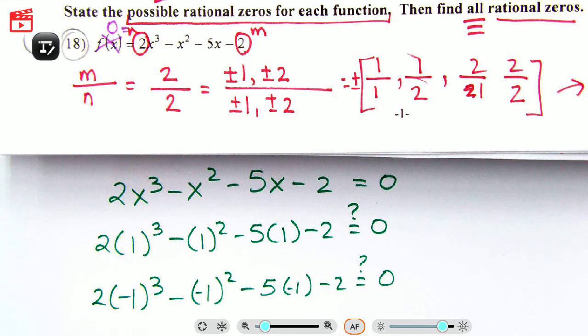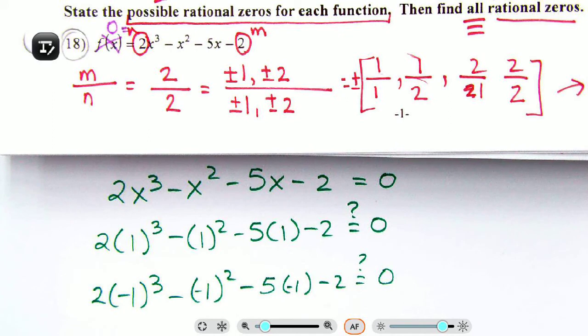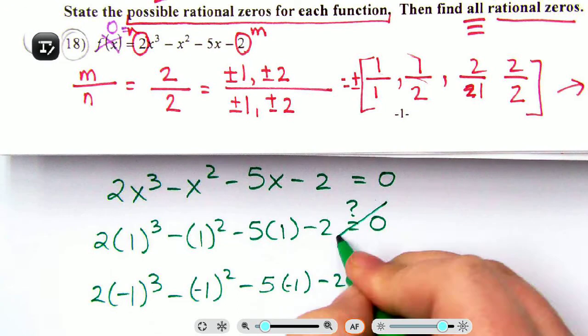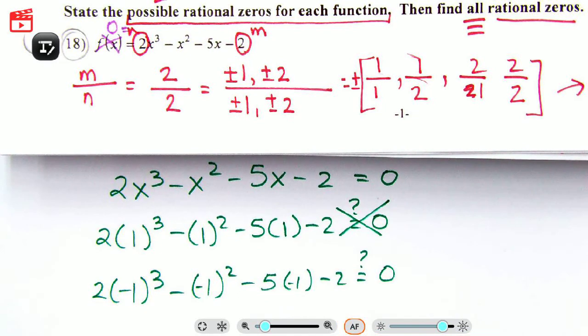So let's start with 1. Let's hope 1 or -1 does give us a 0, and then we can continue with synthetic division. So 2 times 1 is 2. 2 minus 1 is 1. 1 minus 5 is -4. -4 minus 2 is not 0. So it's not 1. Let's try -1.